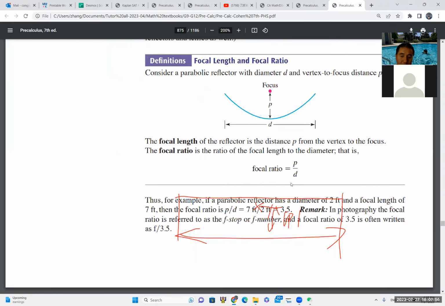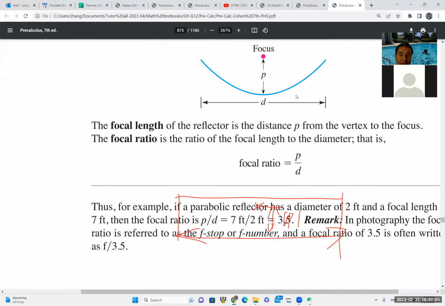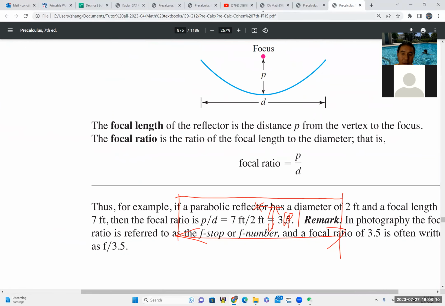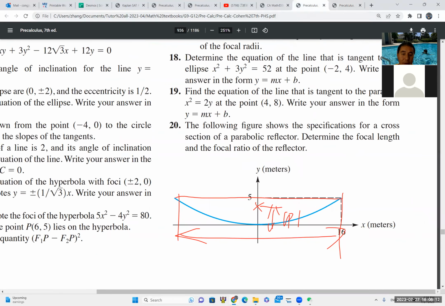Yeah, the focal ratio is P over D, right? Then let's go back. But how do they call it? Oh, just say focal ratio. The focal ratio equals P over D. Okay, what's the D here?